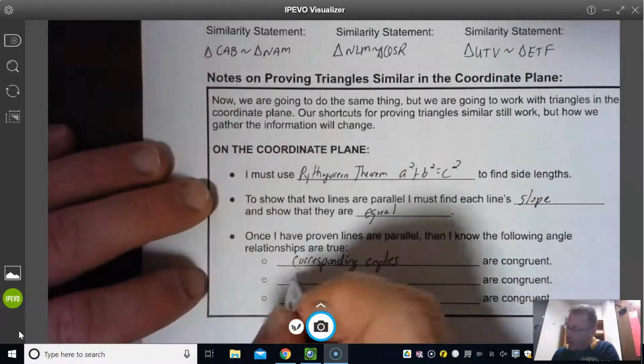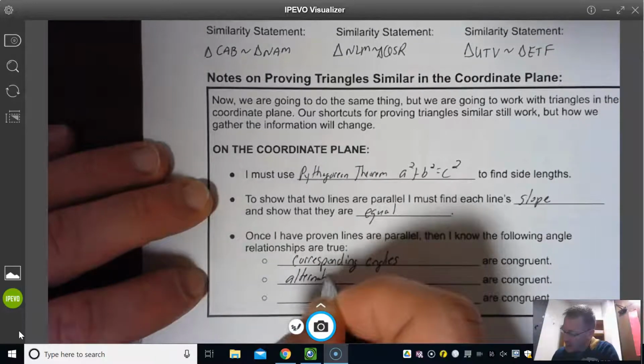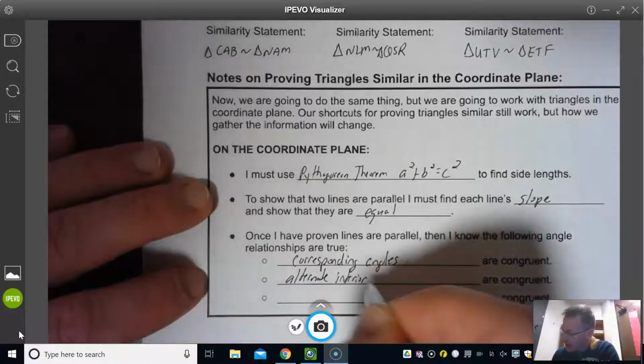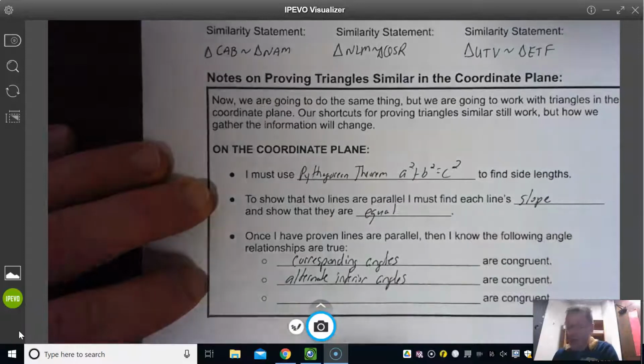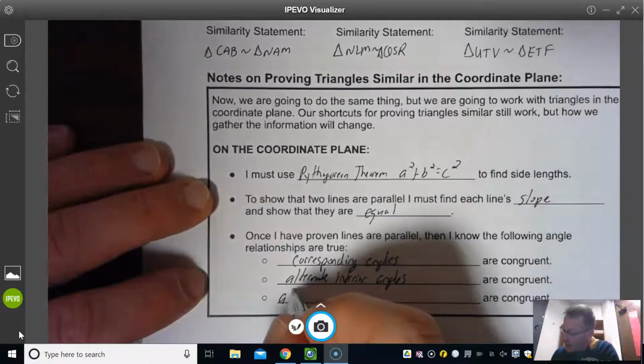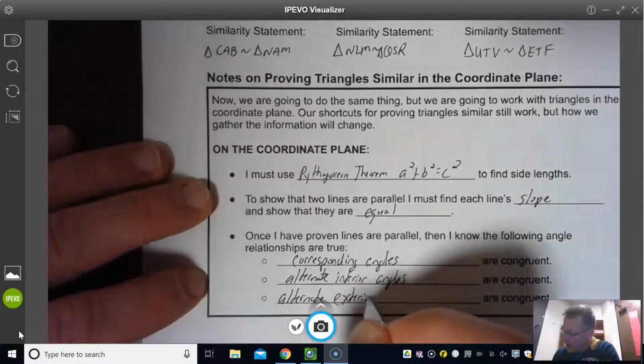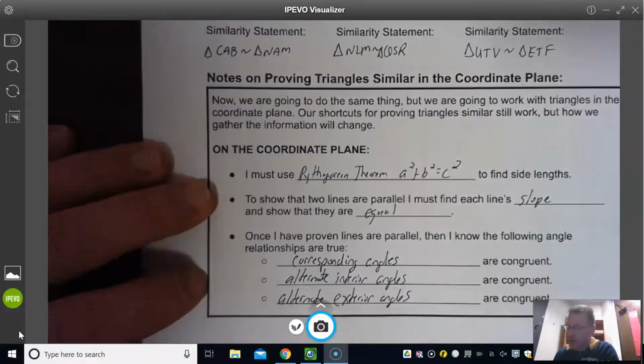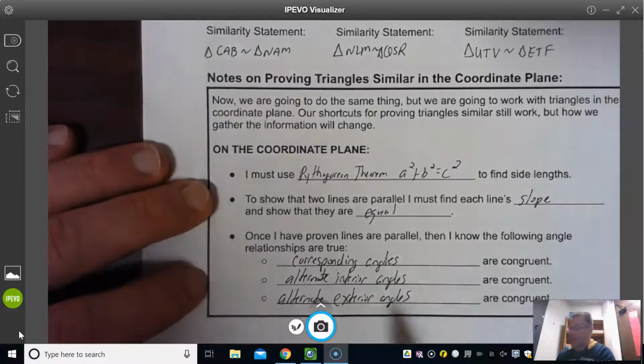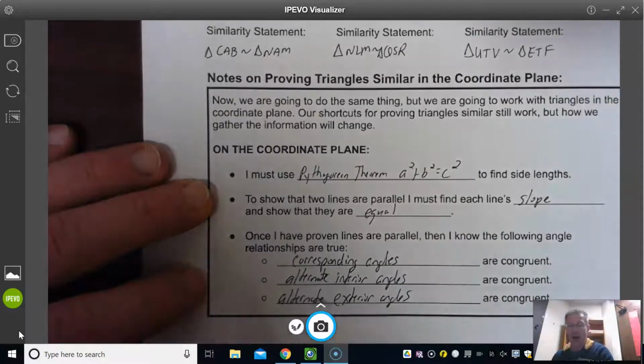We know alternate interior angles are congruent, and we know alternate exterior angles are congruent as well, right? Now, the difference is in the coordinate plane, we have to show that the lines are parallel first, and then we can go to these relationships.